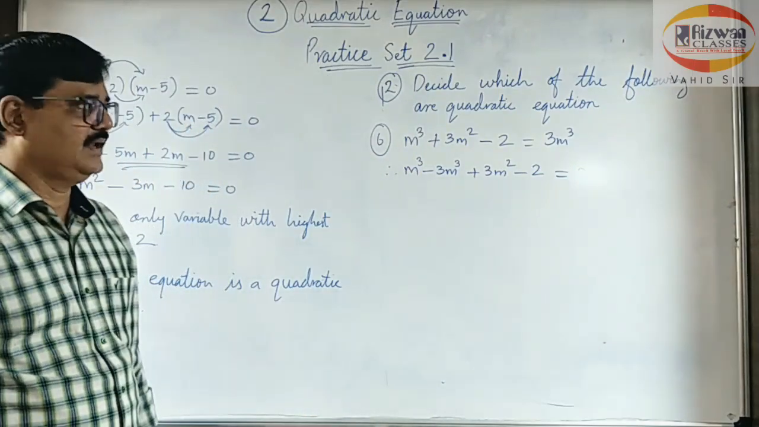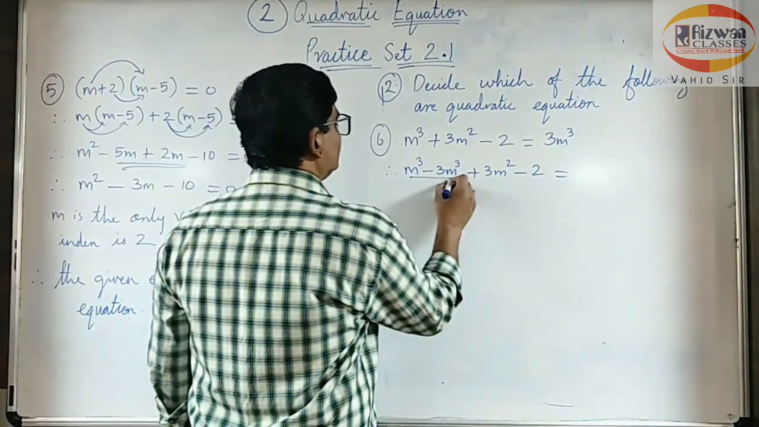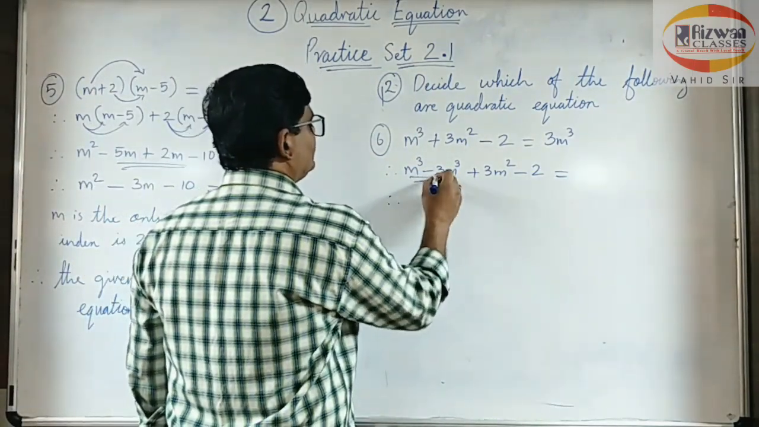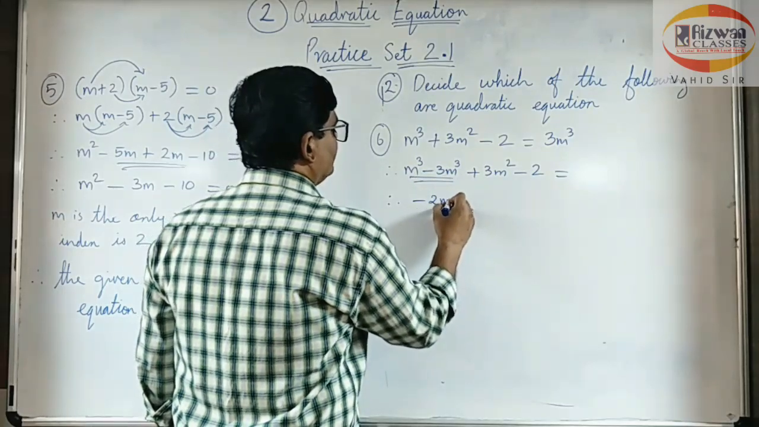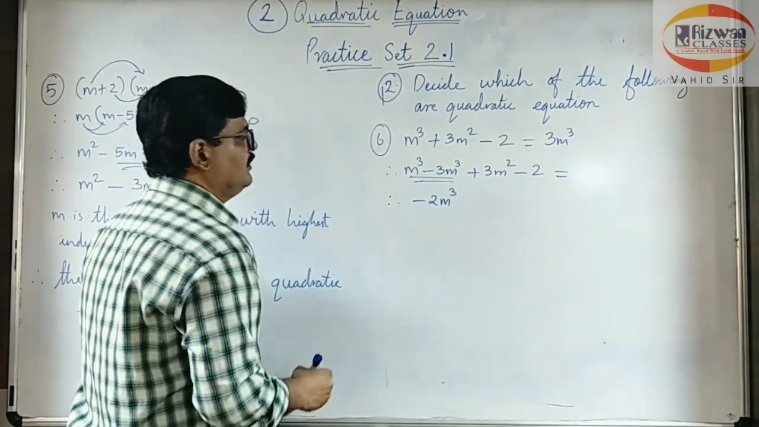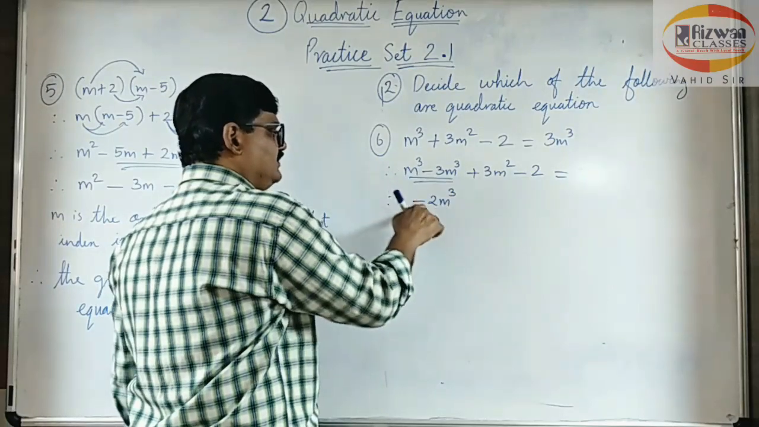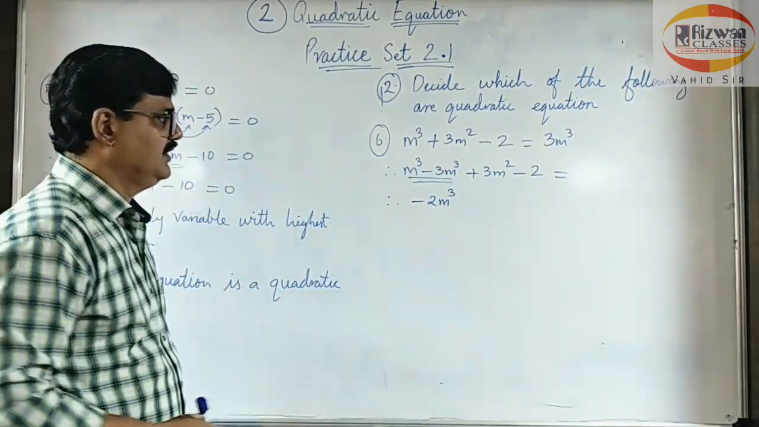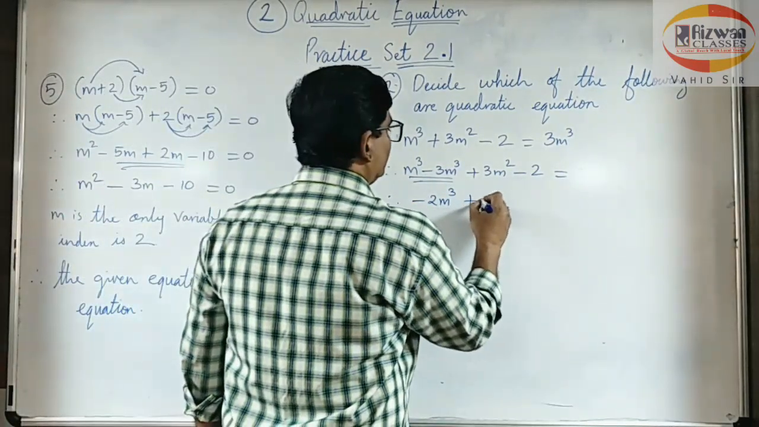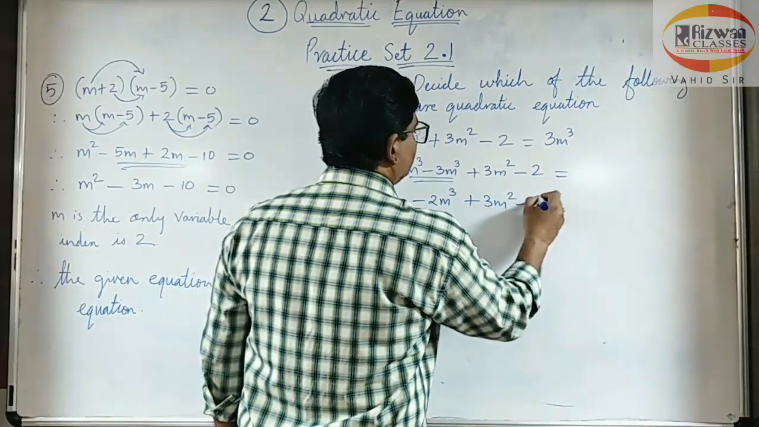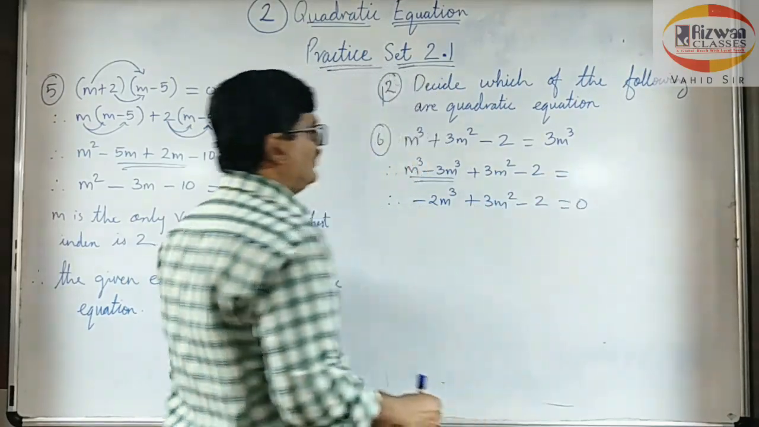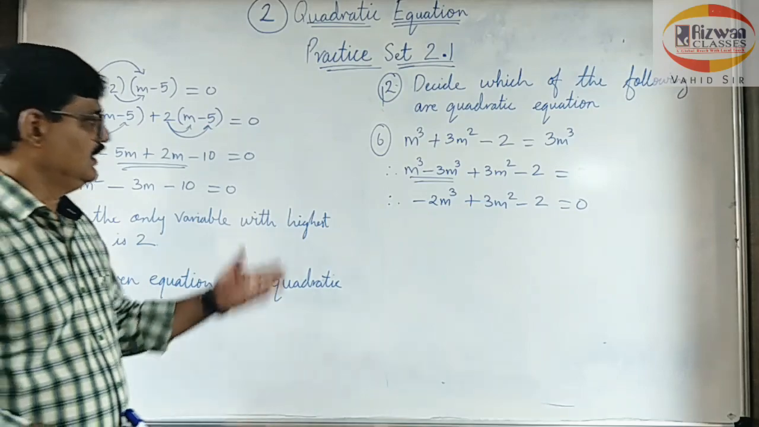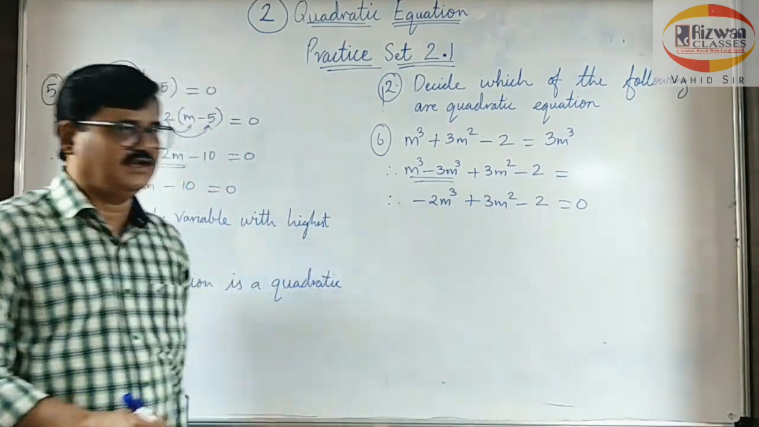Now can you see this is a like term? So here it will be subtracted: m cube minus 3m cube. What will you be getting here? Minus 2m cube. There is no number means 1. 1 minus 3 is 2, and you have to write the sign of the bigger number. Plus 3m square minus 2 equals 0. Again, if you see, there is only one variable.